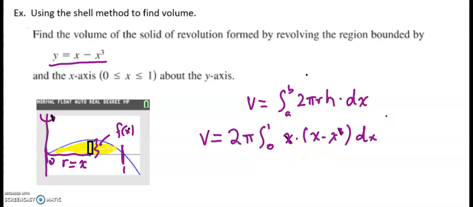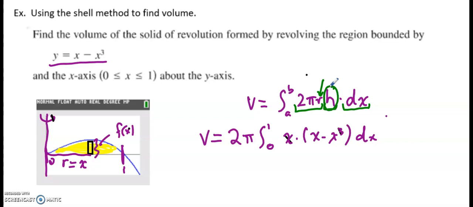Again, the important part here is, to find the volume using the shell method, I have to use the idea that the surface area of the shell can be found by multiplying the circumference of the circle times the height of the shell, and then multiplying that by the thickness of each shell, dx. Your job is going to be to figure out what the radius is and what the height of the shell is.